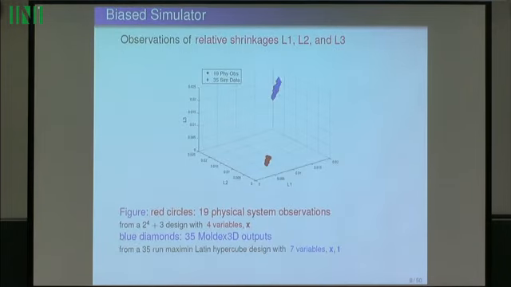Okay, so here are the physical observations. Here's the shrinkage and length of part 1, part 2, part 3. We took 19 different settings of the process control variables, which I'll explain where they came from later. And these are our 19 physical observations. We then took 35 runs of the simulator, again varying both the control variables and the heat transfer coefficients. And there are simulator observations, so clearly we have to deal with this bias, or what I'm going to call discrepancy here.